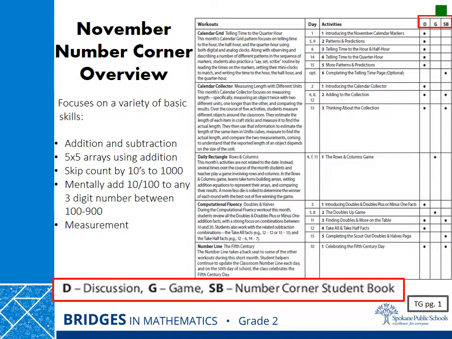November Number Corner reviews and deepens a variety of skills that have been introduced so far this year, including building arrays, mentally adding tens and hundreds, and measuring with different units. A summary of these skills and the activities that support them can be found on page 1 of the Number Corner Teacher Guide for November. As you can see from the activity key, many of the activities this month are discussion or workbook based.